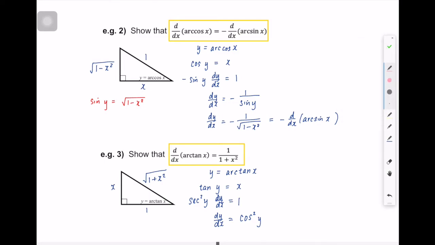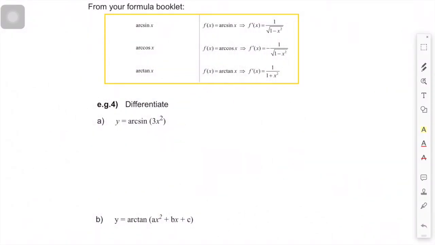Oh, cosine from the diagram. Cosine is adjacent over hypotenuse. So let's make more room on the side. That means dy by dx is 1 over square root of 1 plus x squared, but then we square that again, which means that indeed the derivative of arctan x is 1 over 1 plus x squared.